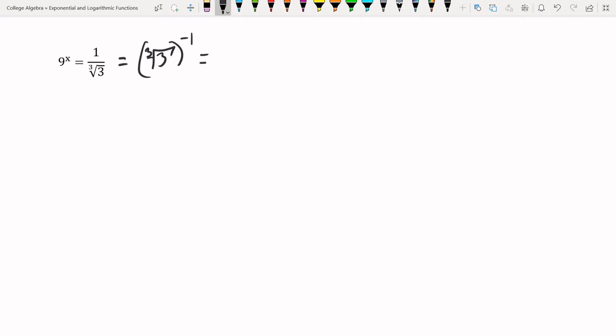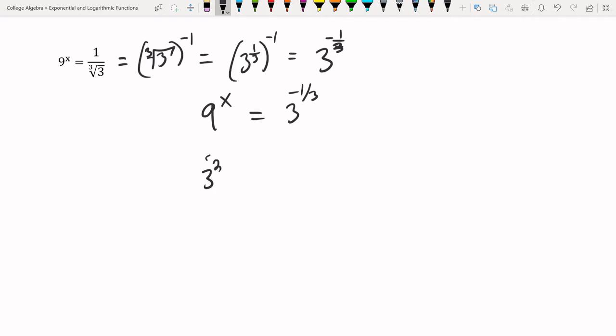The cube root of 3 is the same thing as 3 to the 1/3 power. And then a power to a power is the same thing as those multiplied. So we have 3 to the -1/3 power. So now our problem is 9^x equals 3 to the -1/3. Well, 9 is the same thing as 3 squared. And now we have a power to a power, 3 squared to the x power. So we can just multiply those powers together.